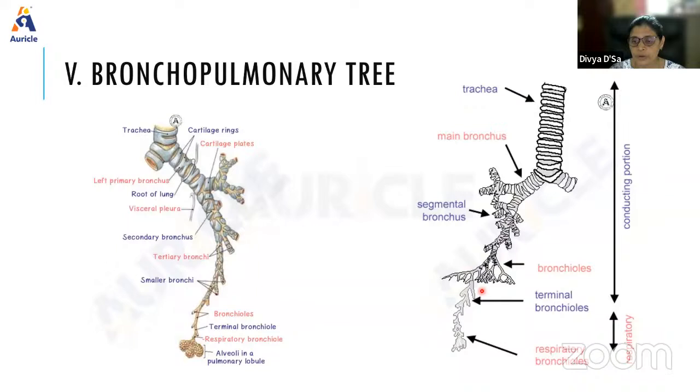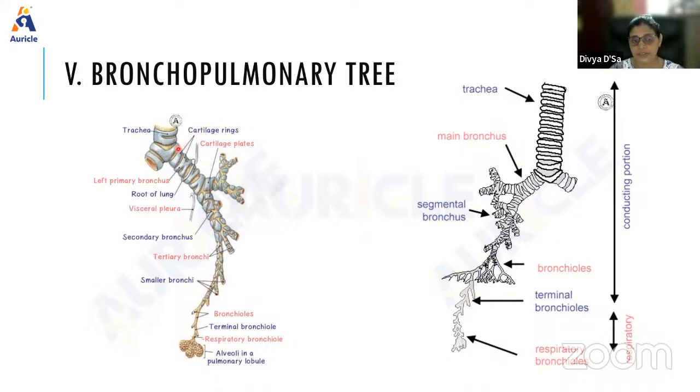From this terminal bronchiole up to the alveoli, okay, up to the respiratory bronchiole and the alveoli, this we call it as the respiratory part. Means from this onwards itself, okay, that is from the respiratory bronchiole onwards itself, the air exchange happens. Okay, so that is the two parts.